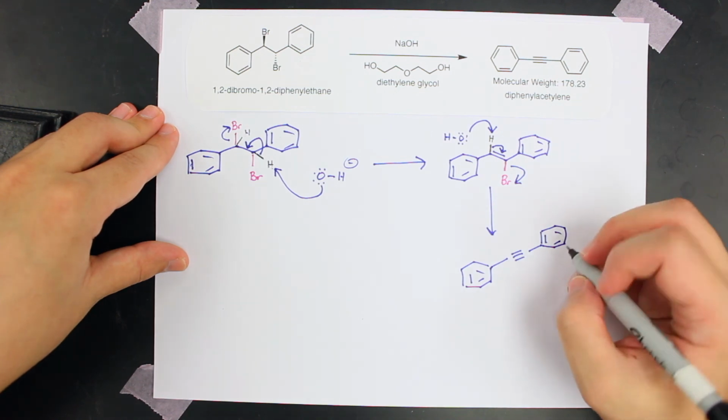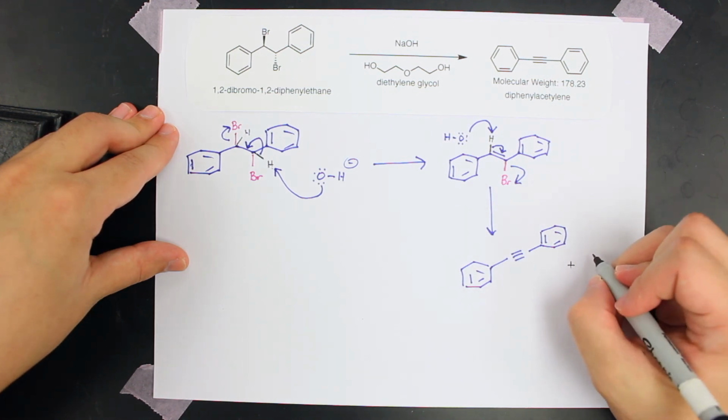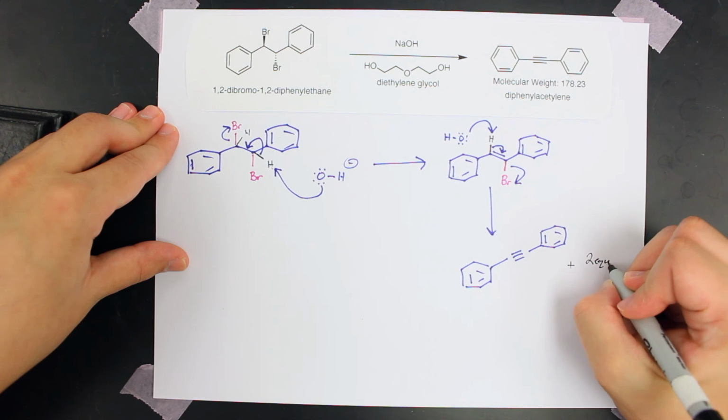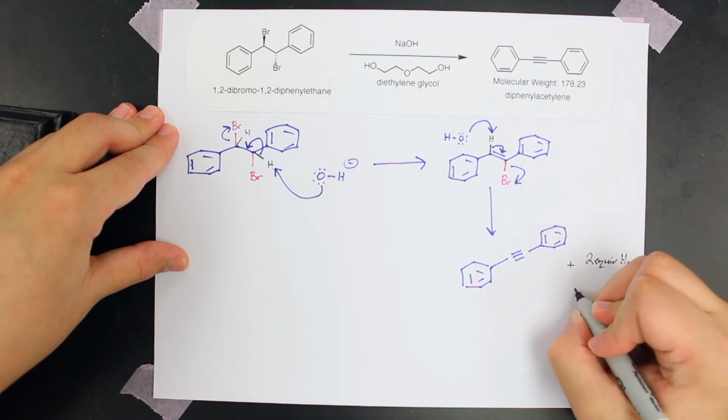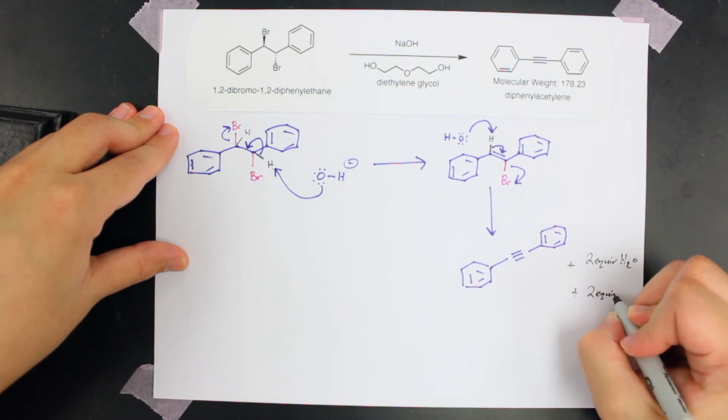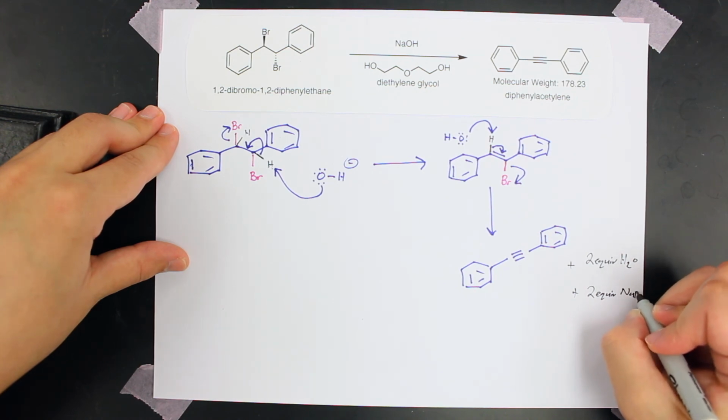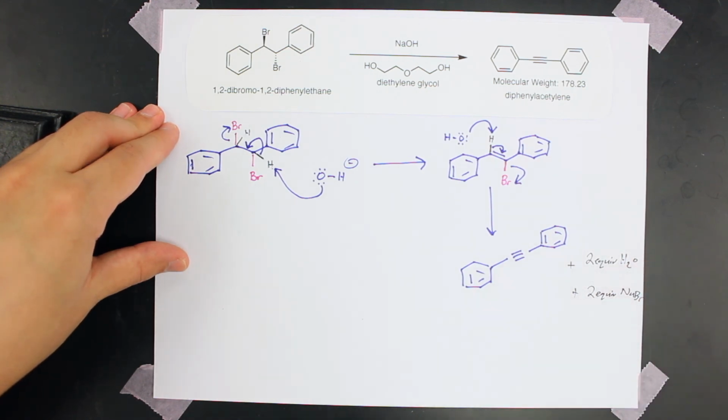And then just to be thorough, this will generate basically 2 equivalents of water, and also 2 equivalents of sodium bromide. So these are the byproducts of the reaction.